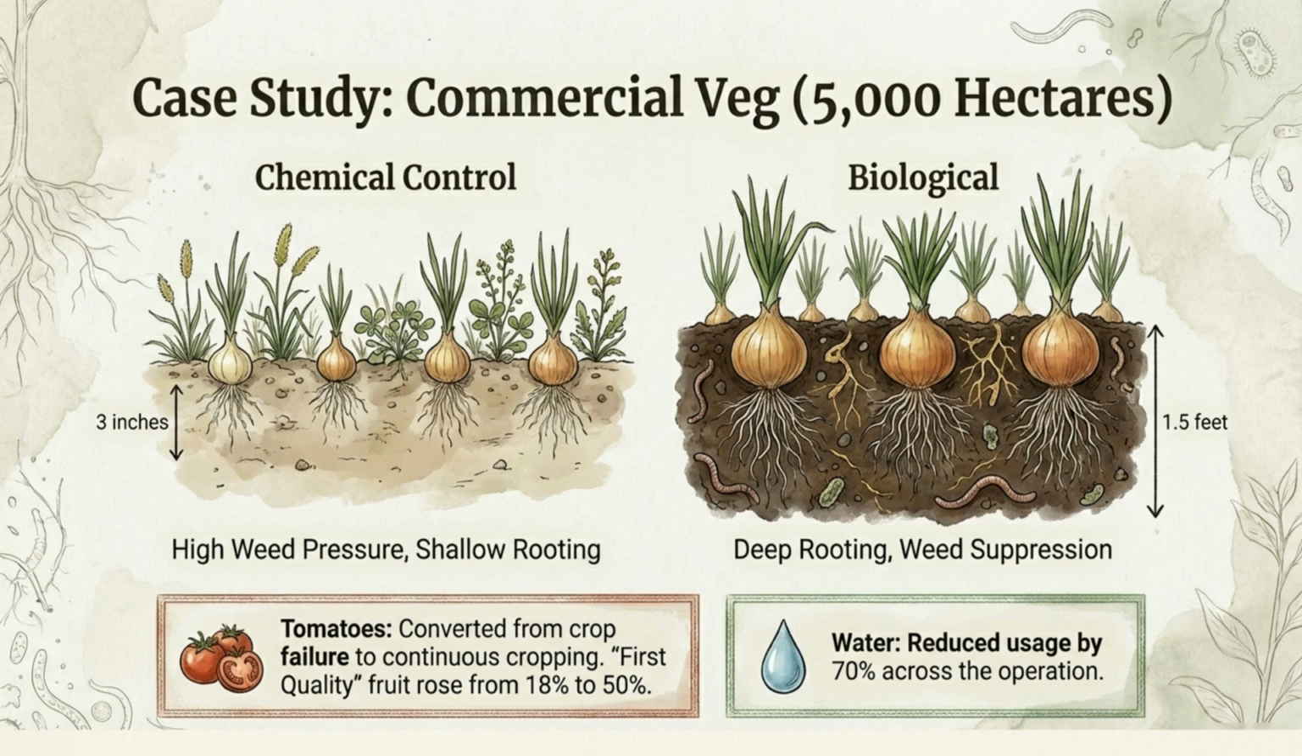A commercial vegetable case study over 5,000 hectares showed significant benefits. Chemical control resulted in shallow rooting and high weed pressure. Biological methods led to deep rooting and weed suppression. Tomato fruit quality increased from 18% to 50%, and water usage was reduced by 70%.